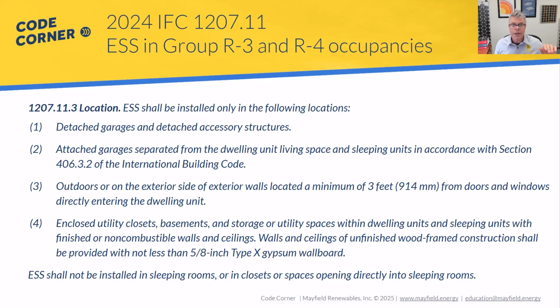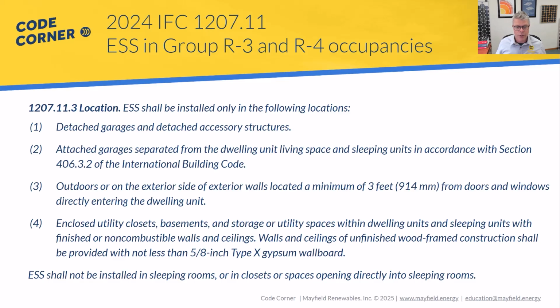The number three there, this is one I've talked with a lot of people about. It's come up a lot, especially as of late it seems. But the requirement that if we put our ESS on the exterior side of the wall, we have to have a minimum of 3 feet from doors and windows directly entering the dwelling unit. So this is one that you need to think about.